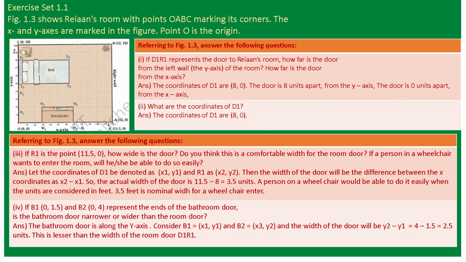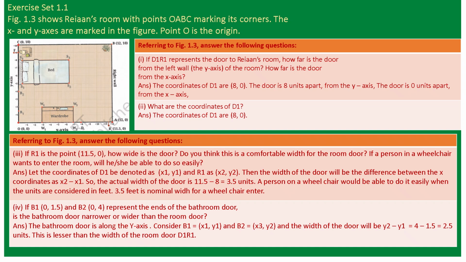Let's look into question number 4. If B1 with the coordinates (0, 1.5) and B2 (0, 4) represent the ends of the bathroom door, is the bathroom door narrower or wider than the room door? Now, this bathroom door width is along the y-axis. Why do we say that? The x coordinate is 0, meaning the dimensions have not traversed along the x-axis. We have values only in the y coordinates of both the points, meaning the door is along the y-axis.